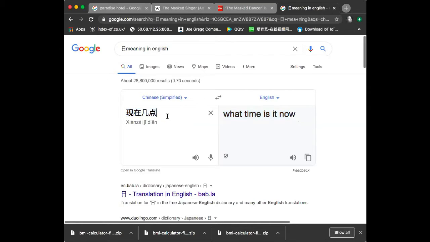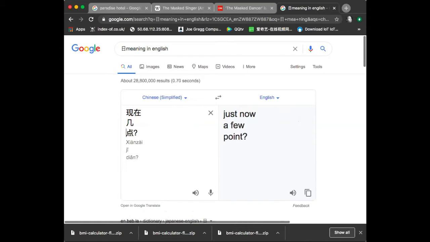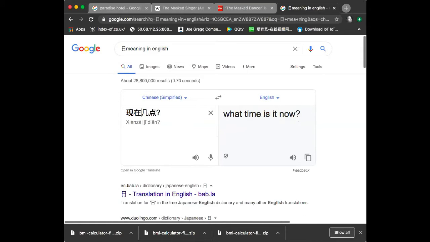So that's it. If you want to ask somebody what time is it, you say 现在几点, how many o'clock. So Xianzai, that's now. 几点, what time? Or how many o'clock? We say 点 is point. 几 is a few or how many or how much. And then we have 现在, which is now. Combined together, we come up with 现在几点. Okay, 现在几点? What time is it now?